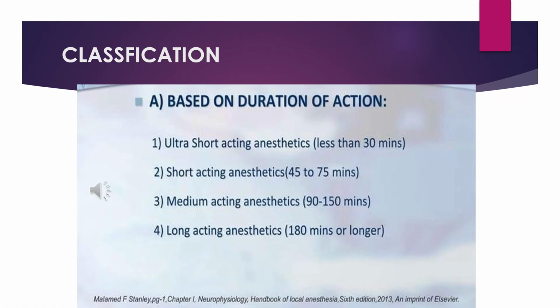Then we come to the classification of local anesthesia. Local anesthesia is classified according to various rules. Number one is based on duration of action. We have ultra short acting anesthetics, which have action of less than 30 minutes. Then short-acting anesthetics, which have a duration of action of 45 to 75 minutes. Medium-acting anesthetics, 90 to 150 minutes. And long-acting anesthetics, which have a duration of action of more than 180 minutes or longer.